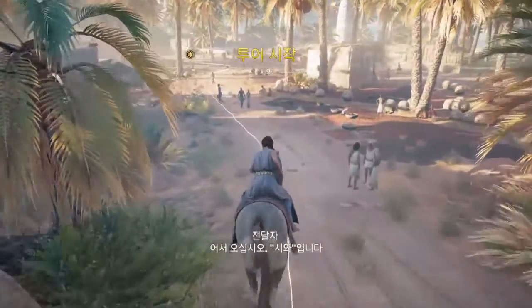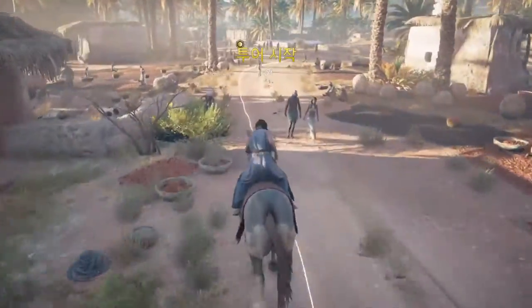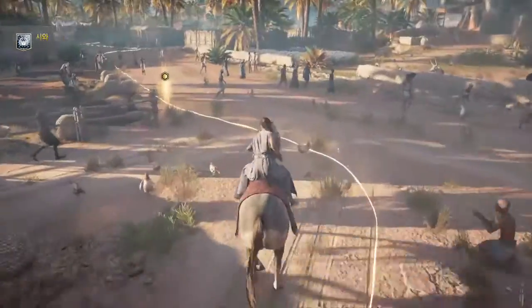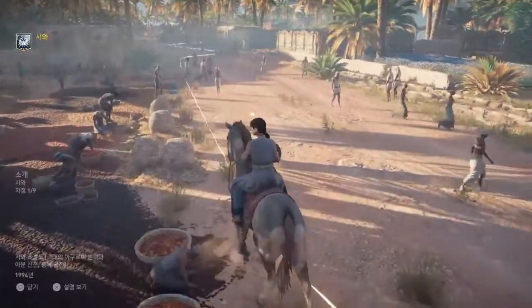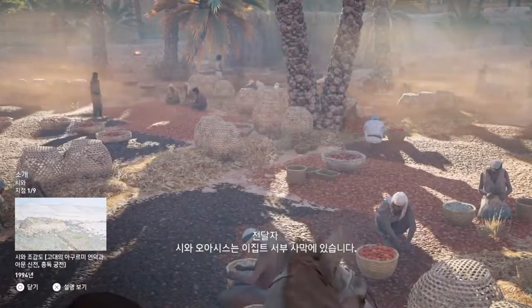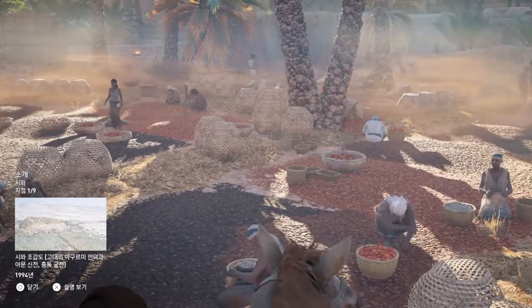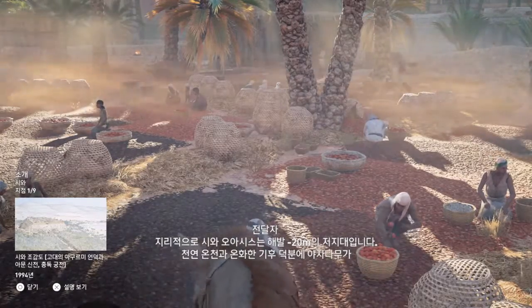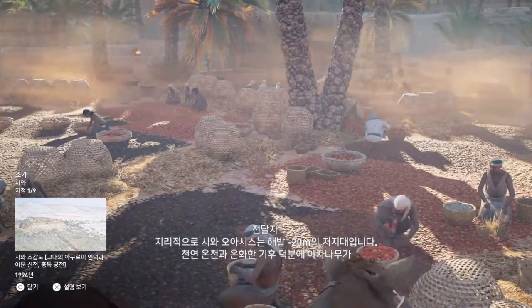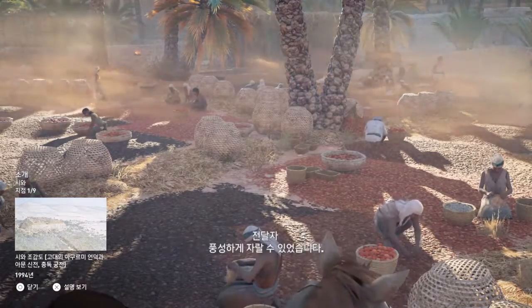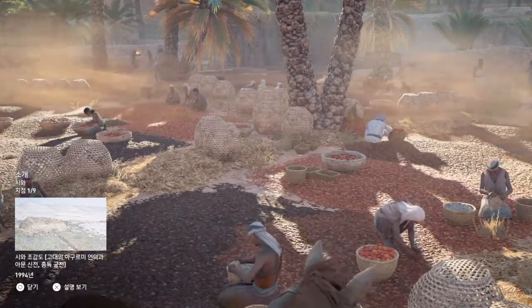Welcome to Siwa. The Siwa Oasis is in the western desert of Egypt. Geographically, the Siwan Oasis is located in a depression 20 meters below sea level. Its natural springs and warm climate aided in the bountiful production of date trees.